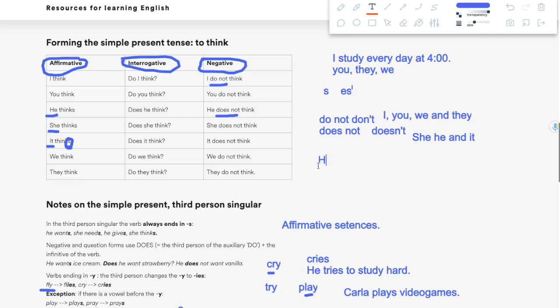I'm gonna write an affirmative one. He tries to study hard. Now the negative of he tries to study hard would be he doesn't try to study hard. And please pay attention to what happened here. Over here, the verb is conjugated. But when we use the negative, which is this one, the verb is not conjugated.